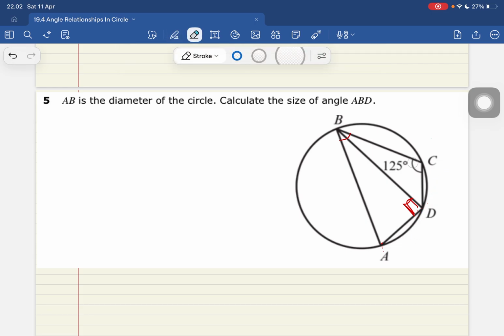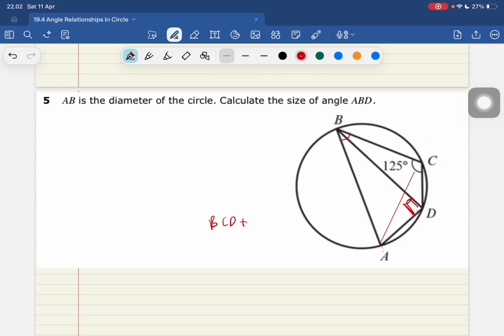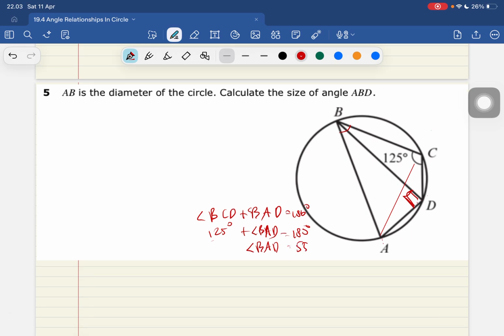Next, opposite angles, if they are all on the circumference. So angle BCD plus angle BAD equals 180 degrees. If this is 125 degrees, the angle BAD, we minus 125 from both sides. So we got 55 degrees. So here is 55 degrees.